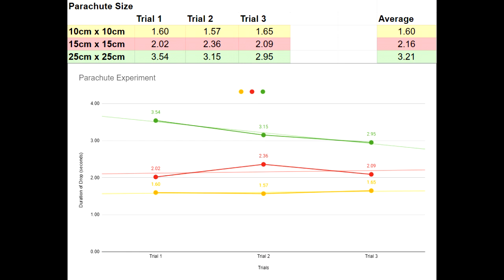Therefore, in real-world thinking we would want the middle-sized parachute, which is red on the graph, because it is appropriately sized. The bigger it is, the longer we are in the air, but we don't know where we would end up. The smaller parachute would most likely end in our demise.